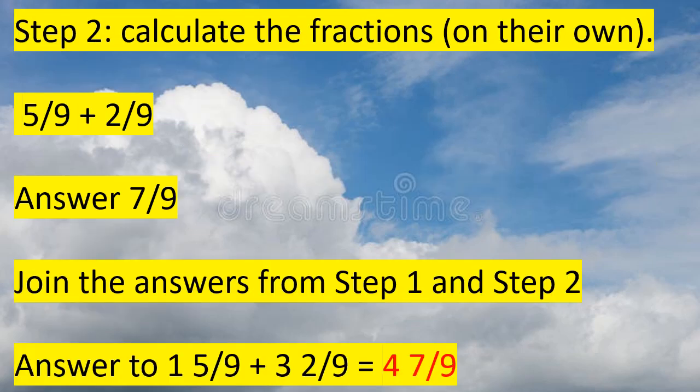Step 2, we calculate the fractions on their own. 5/9 plus 2/9, and the answer is 7/9. So now we have to join the answers from step 1 and step 2. So the answer to 1 5/9 plus 3 2/9 is 4 7/9.